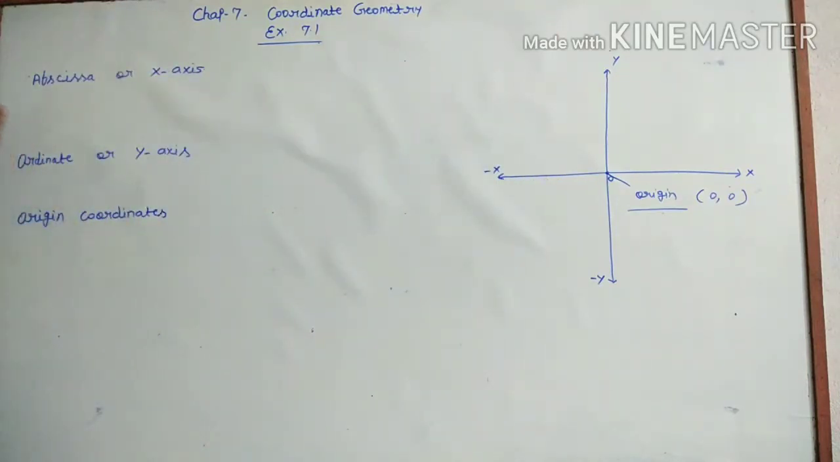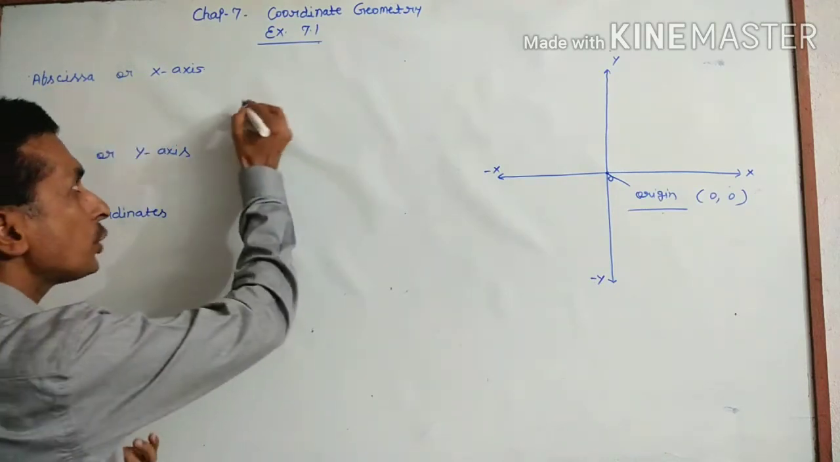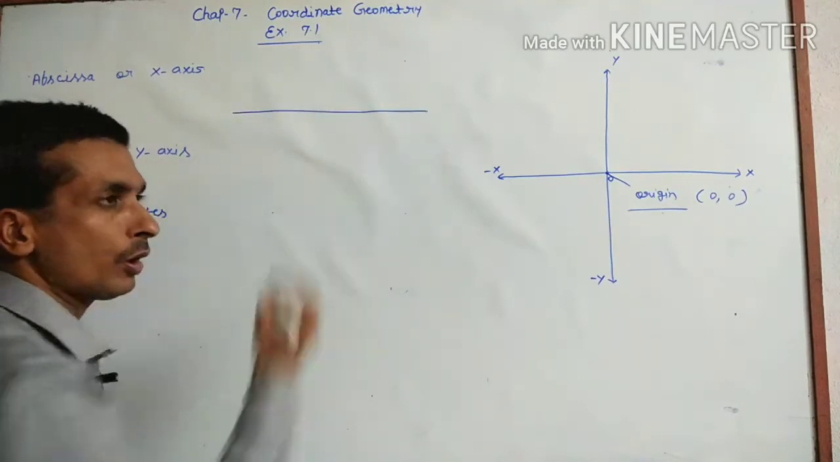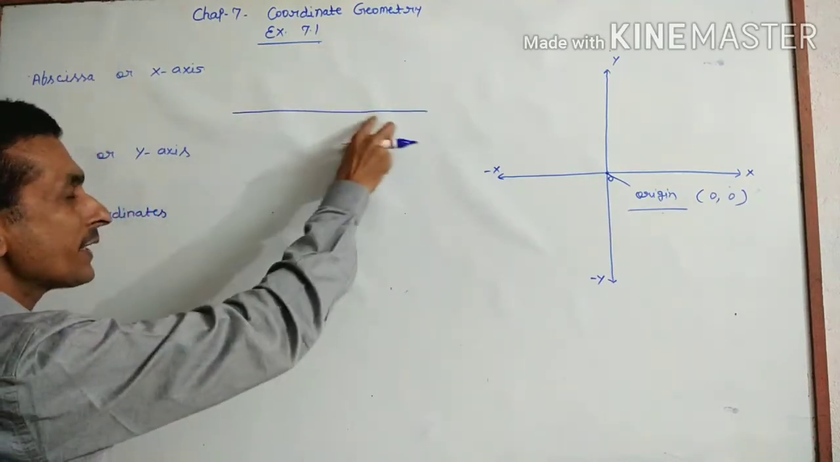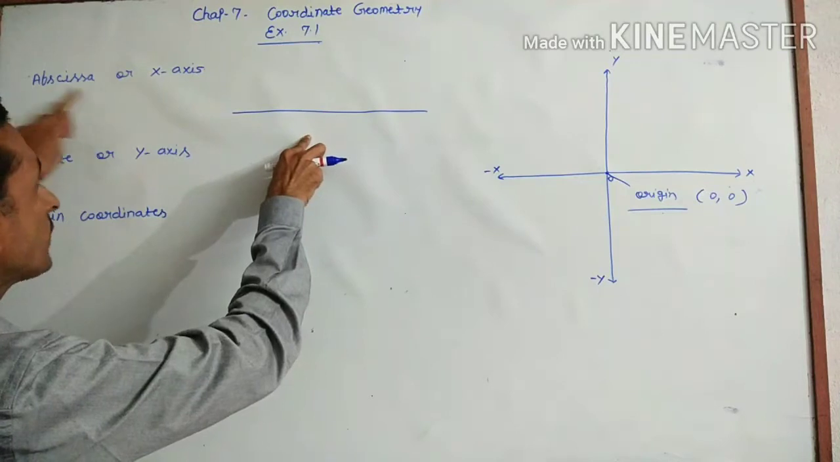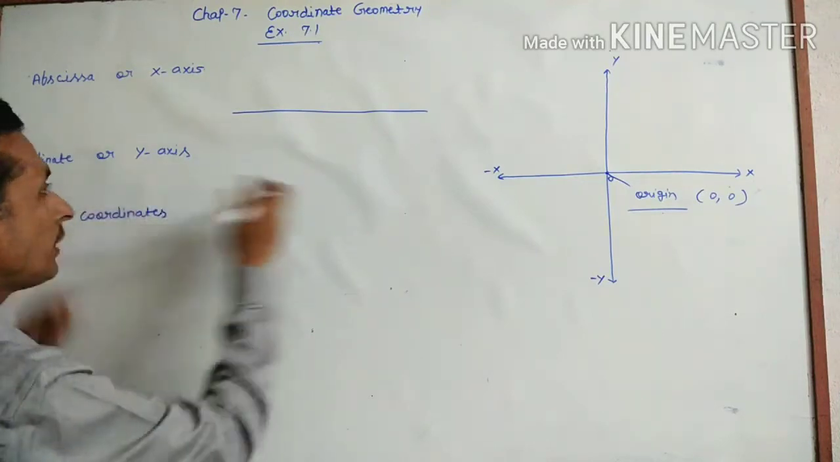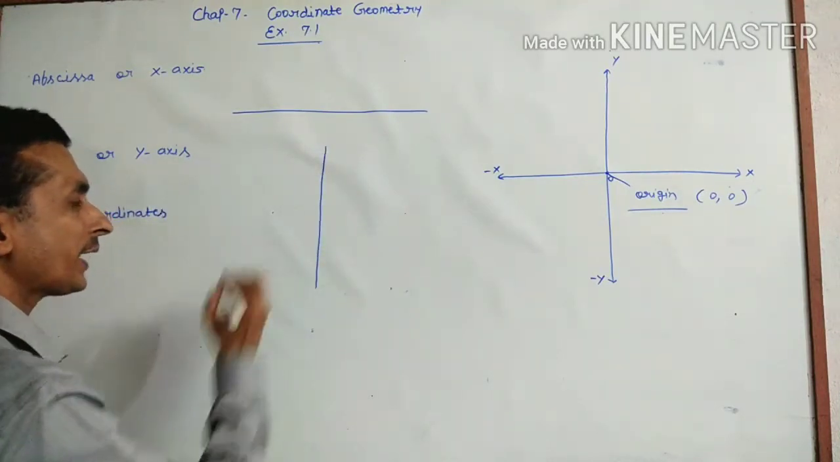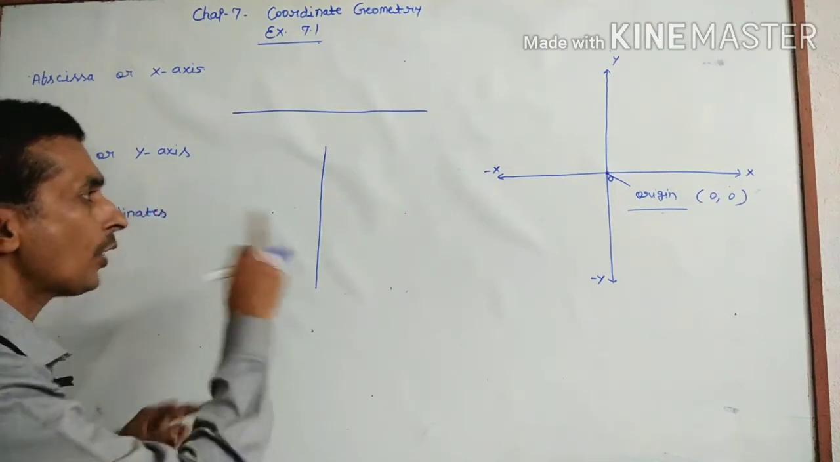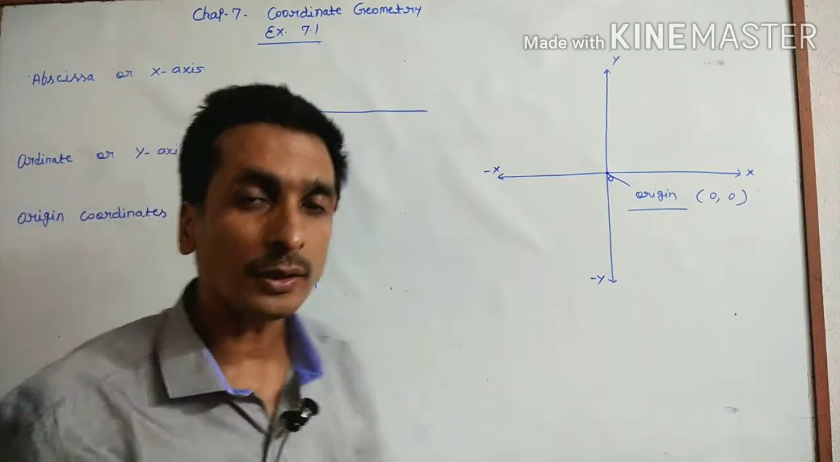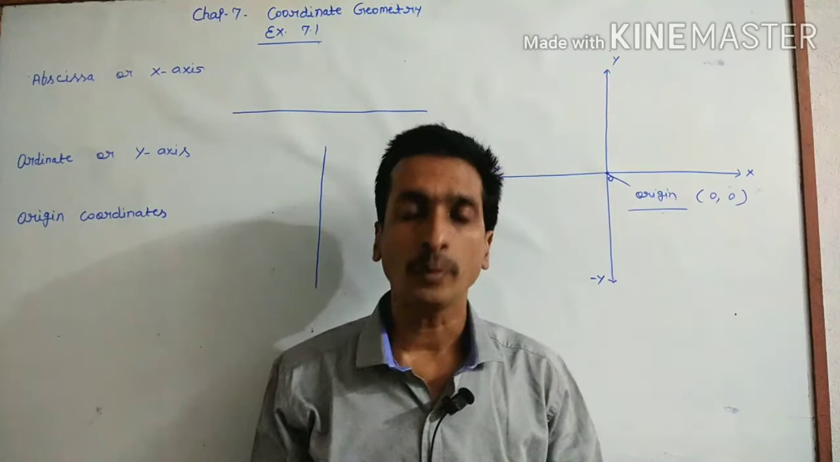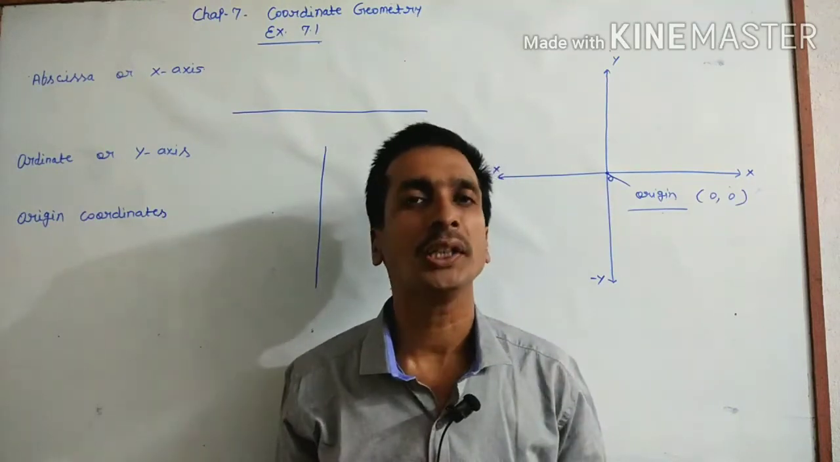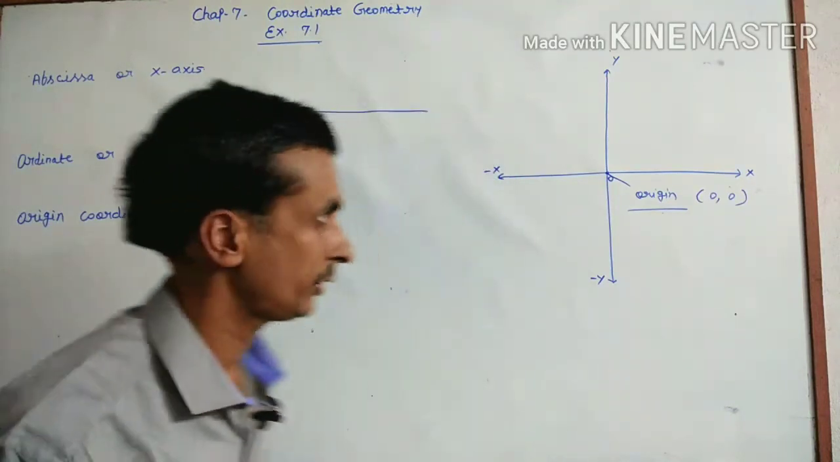First of all, I am writing abscissa or x-axis. What is the meaning? The x-axis is always the horizontal line. The horizontal line is called the x-axis, and the second name is abscissa. The ordinate line is the vertical line, and the second name is y-axis. So that means the combination of abscissa and ordinate makes the coordinate.